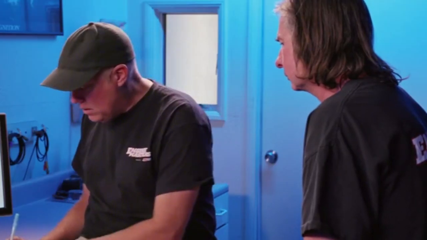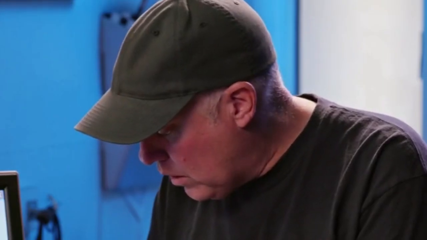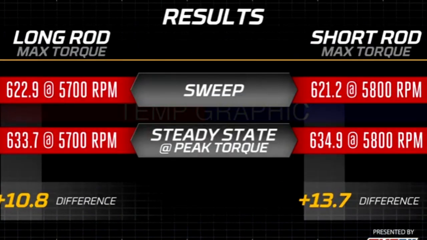All right, so with the long rod, the difference between steady state and sweeping it was 10.8 pound-feet. So now we have to look at the same thing with the short rod, 621.2 versus 634.9. So the difference between sweeping and steady state is greater with the short rod than it is with the long rod, which would add up to the fact that it's got a heavier weight to it. Slightly, yeah. It's showing a trend.